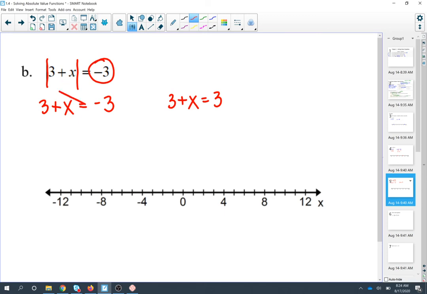Which means this one, let's not even try. No solution. Which means we're not going to graph anything. We're not going to solve anything. We're just going to say this can't happen.